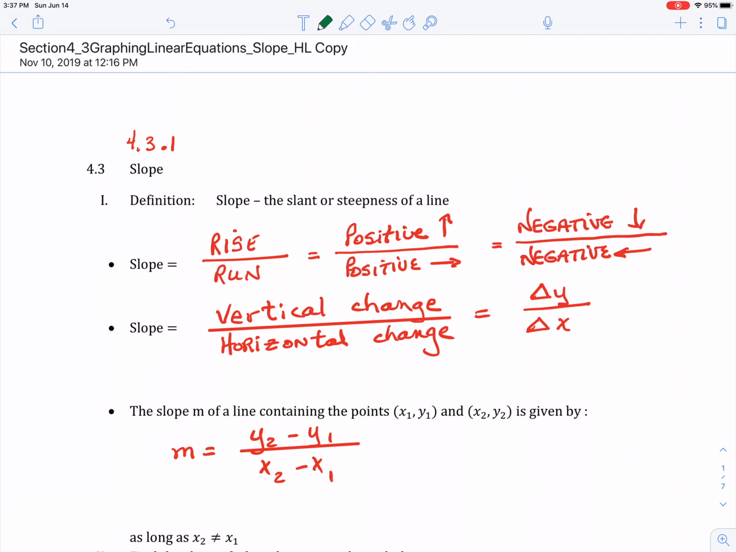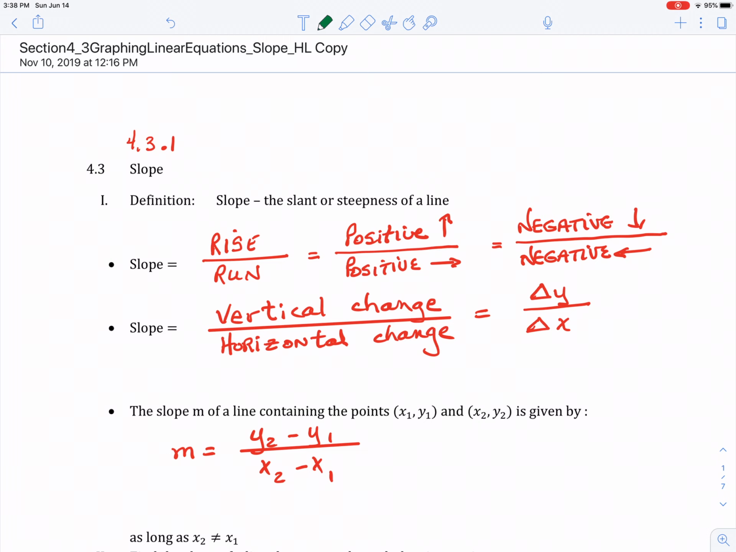Another definition for slope is the vertical change over the horizontal change. Sometimes in mathematics you'll see that noted with a delta symbol, delta y over delta x, which is the beginning step in learning calculus when you start to talk about a first derivative and a rate of change.